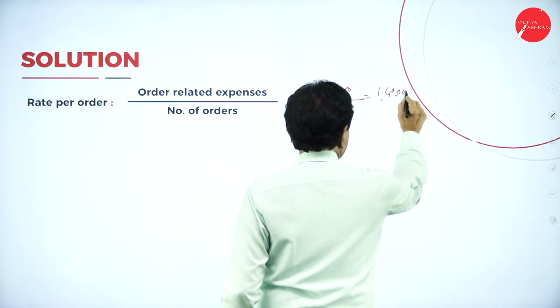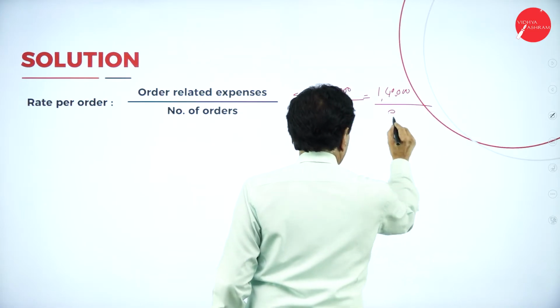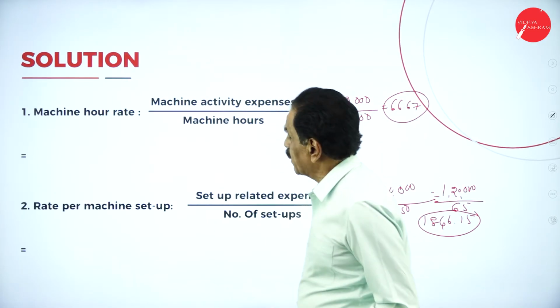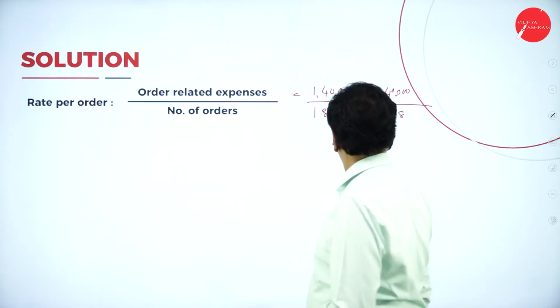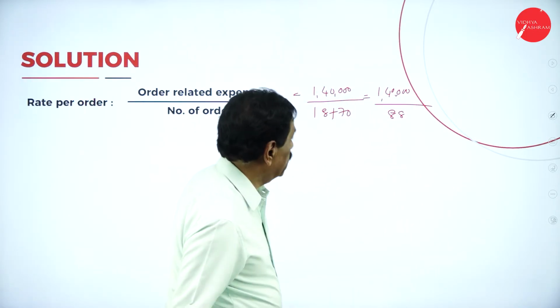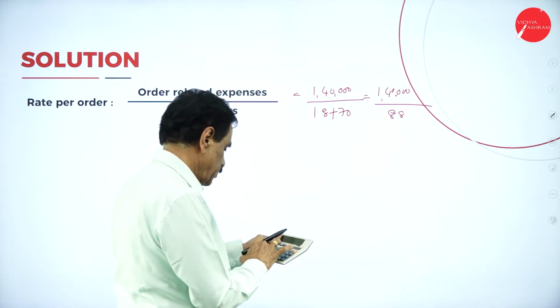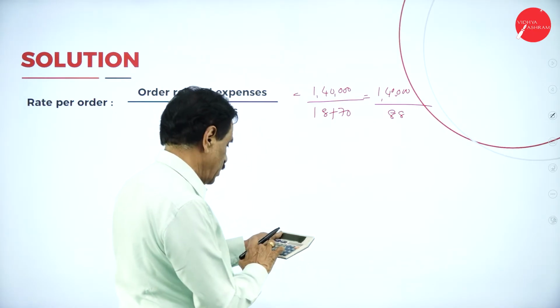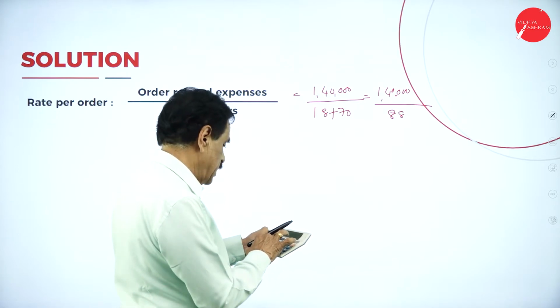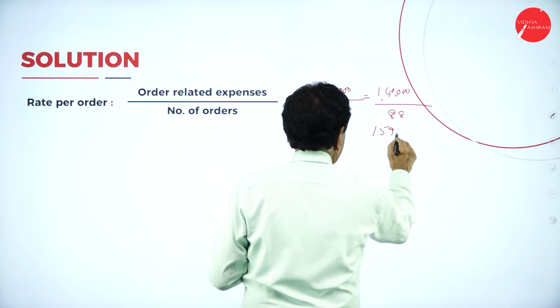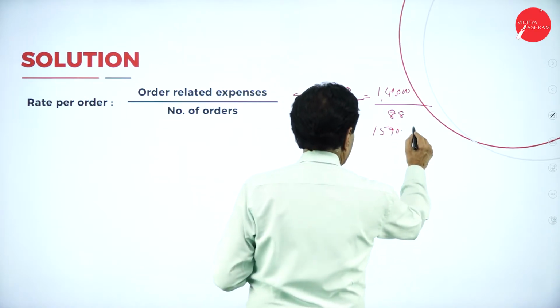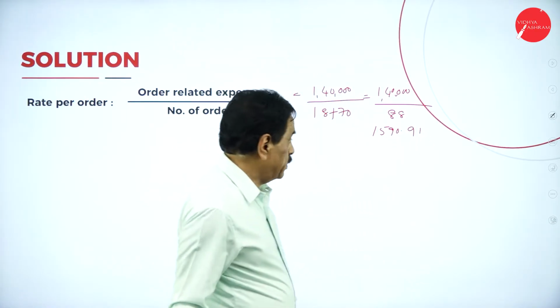1,40,000 divided by 88. See, the number of orders is 18 plus 70, which is 88. 1,40,000 divided by 88 gives 1,590.91. So this is the value we got.